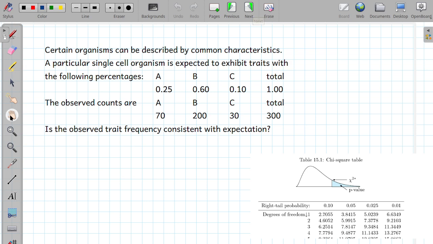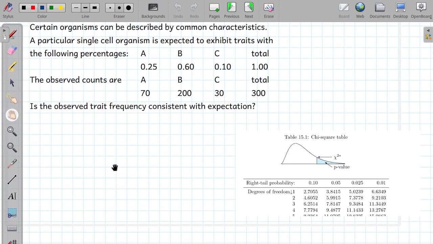So now, let's move this around a little bit so we've got more room to work. There we go. Certain organisms can be described by common characteristics. Particular single-cell organisms are expected to exhibit traits with the following percentages. I'm not being specific here, but trait A is expected to make up 0.25 or 25%. B is 60%, and trait C should appear 10%. I'm kind of hinting at some genetic analysis. Anyway, the point is this stuff better make 100%. It's always wise to check that, of course.